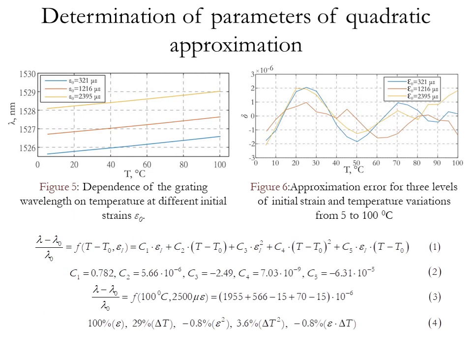Using the least squares method, the approximation of the dependence of the wavelength on temperature and deformation is performed. On the basis of this dependence, the coefficients of expansion 1 are calculated. They have values 2. The contribution of each term of expansion 1 at temperature 100 degrees Celsius and strain 2500 microstrain is evaluated as 3.